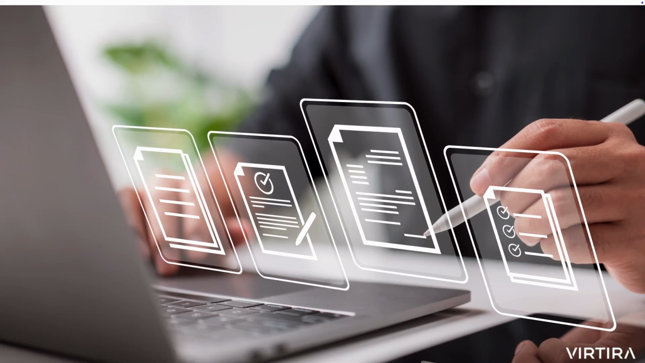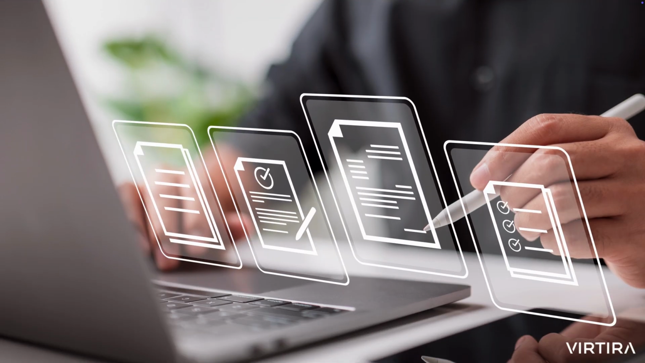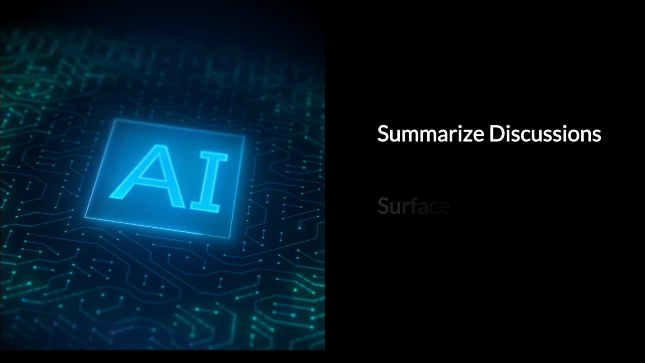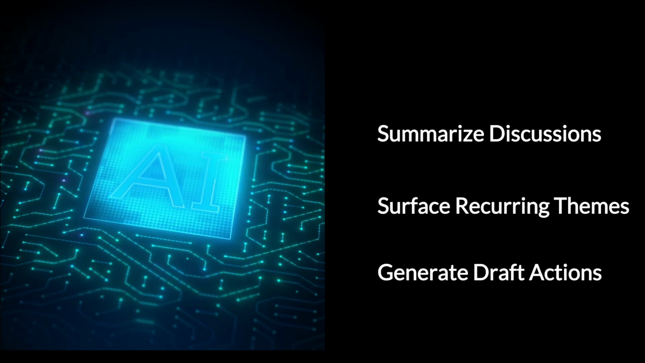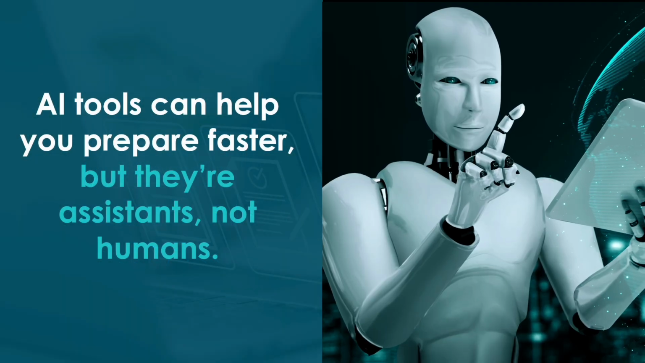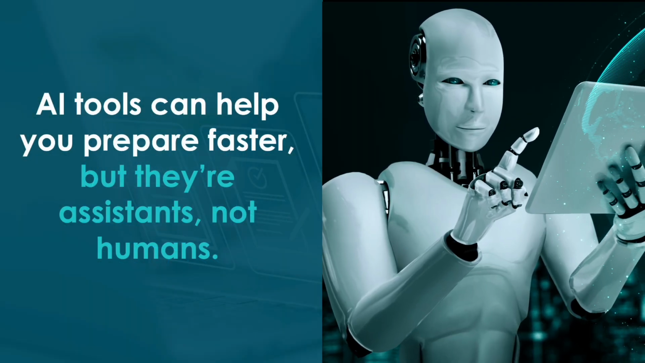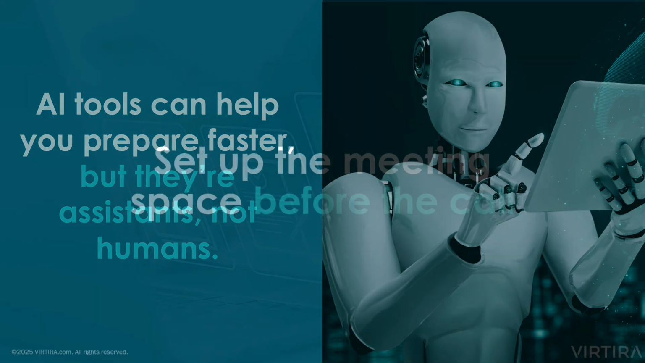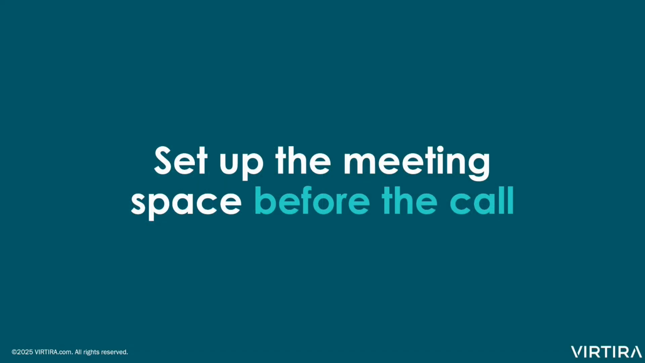If you're using tools like Miro, Notion, or Teams, many now have built-in AI helpers that can help pull information together quickly. Use these tools to get a head start, summarizing prior discussions, surfacing recurring themes, or generating a draft action list. These tools can help you prepare faster, but they should never replace human judgment or the conversation itself.